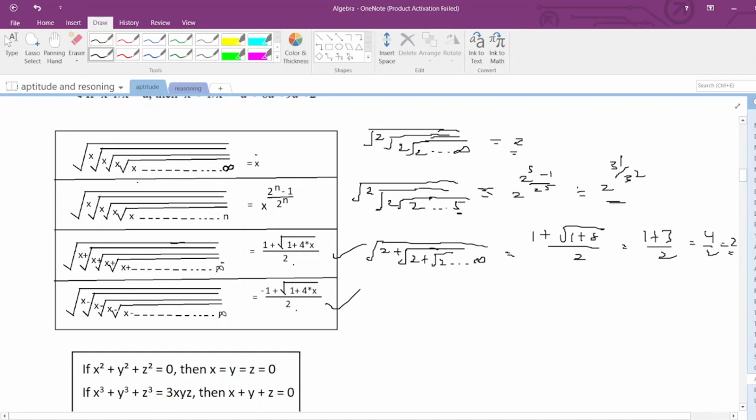If it is a minus, you have to use the below formula. See, what is the difference between this third one and fourth one? Only the negative sign. Here it's a plus, here it is a minus. That's all. Apart from that, the remaining is same.